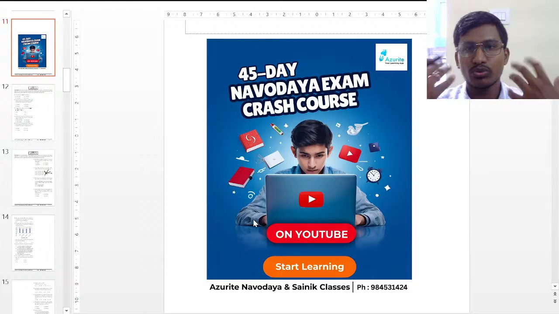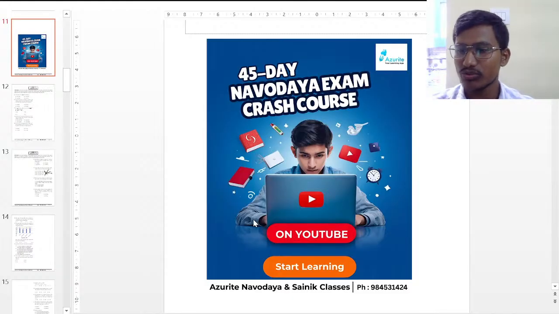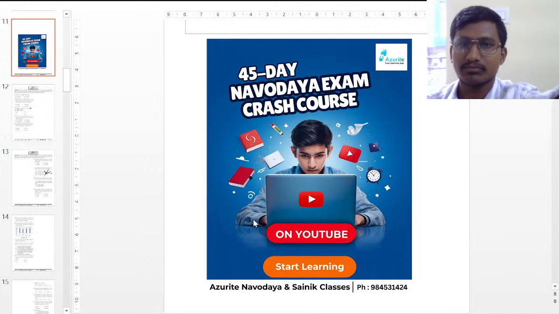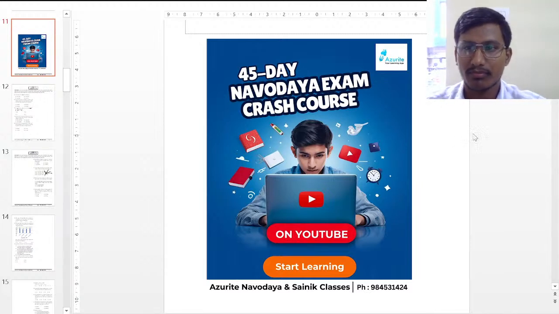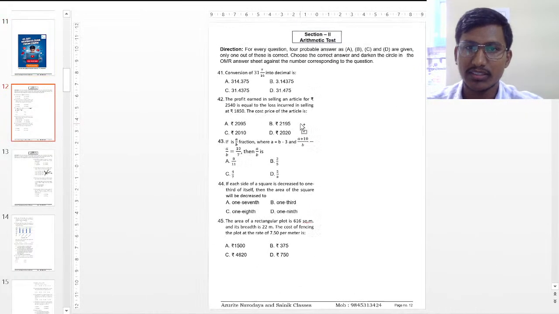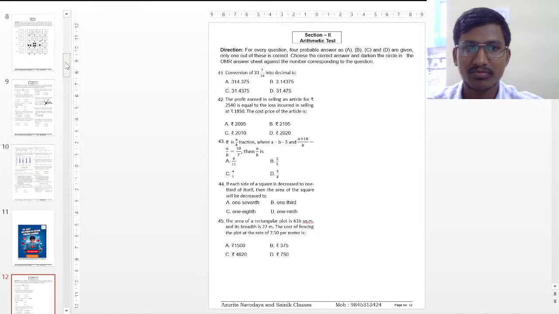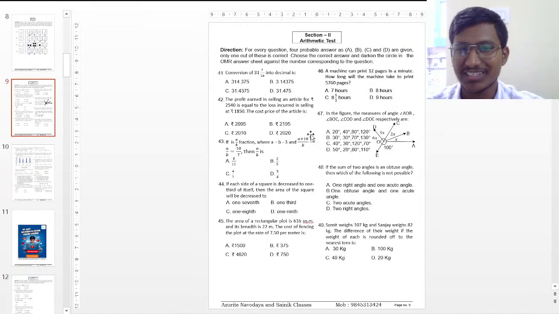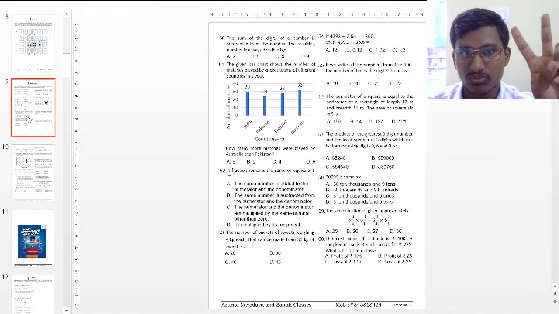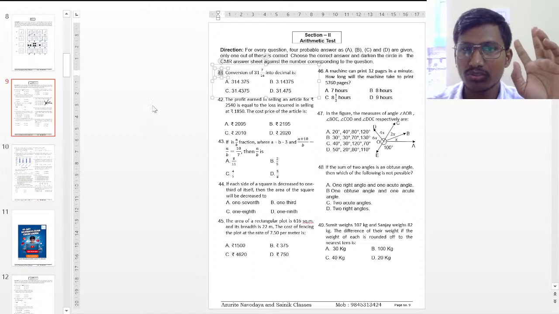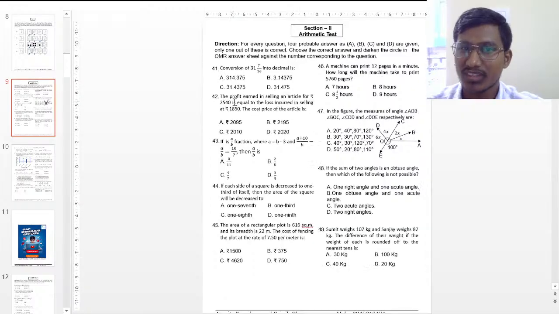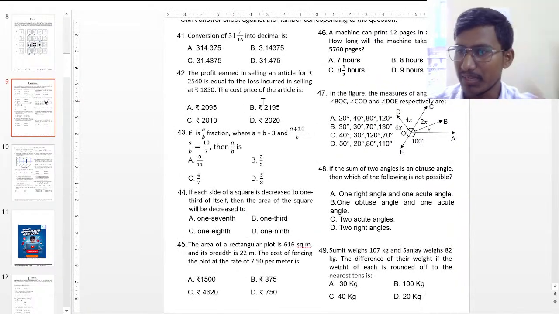So let us go to the maths section now. So here is the first question. This is how the question paper will look like. If I scroll it up, there will be a section like this. There will be 20 questions, from 41 to 60. So there will be a total of 20 questions of maths.